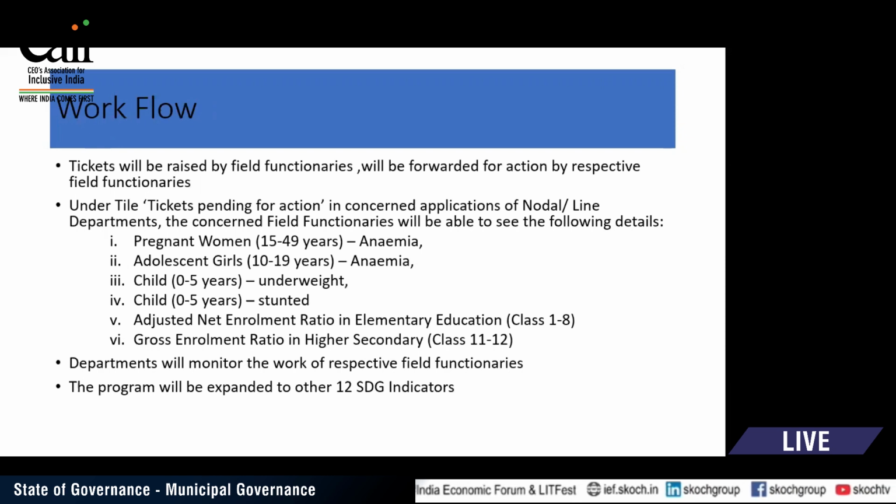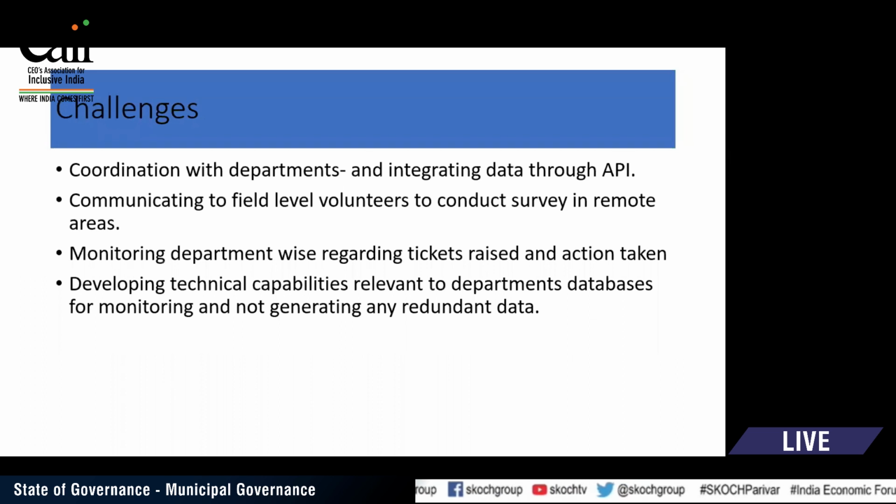The workflow: the ticket will be raised by field functionaries and forwarded to the respective field functionaries. Under the tile tickets pending for action, the concerned field functionaries will be able to see the following data: pregnant women who are anemic, adults who are anemic, children who are underweight, children who are stunted, net enrollment ratio and gross enrollment ratio in higher schools. And these departments will monitor the work of all functionaries. The program will get another 12 indicators.